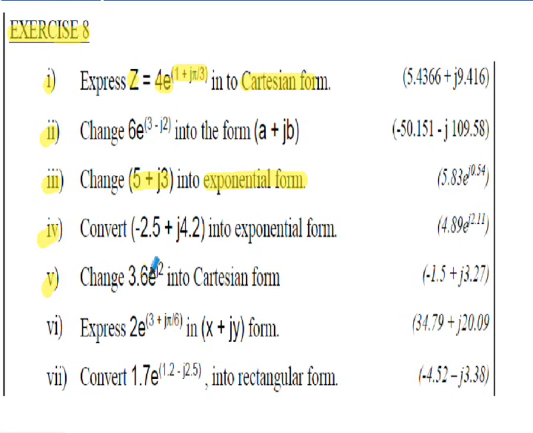In part 5 we're given an exponential form, we've got to put it into Cartesian form. Part 6 we've got an exponential form, again has to go into Cartesian form. And part 7 we've got an exponential form, again into Cartesian form. Answers are given in the brackets on the right hand side. I would encourage you to stop the presentation, work through these 7 little questions before comparing your answers with the solutions on the following slides.